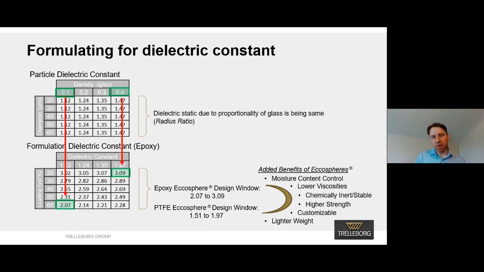And so that's a very basic look at dielectric constant when it comes to the Eccospheres, hollow glass microspheres.